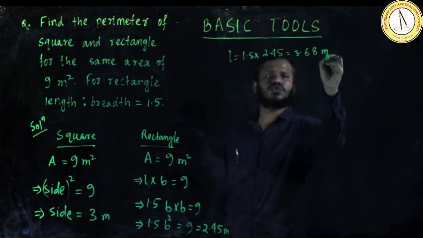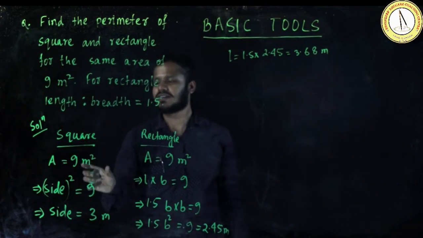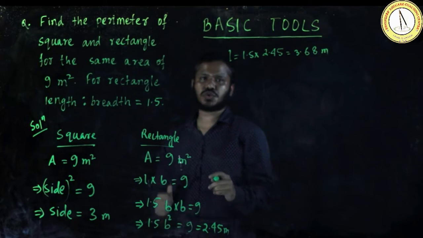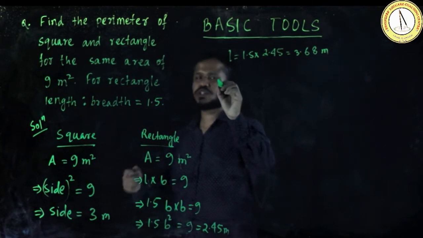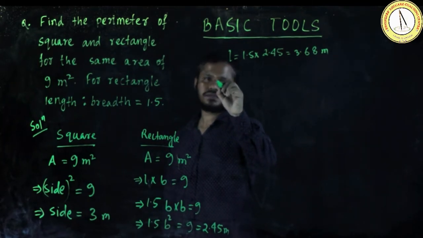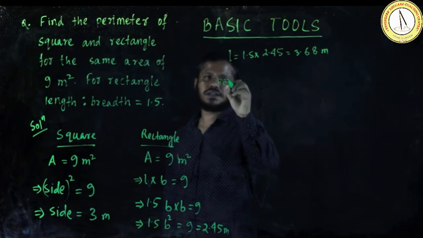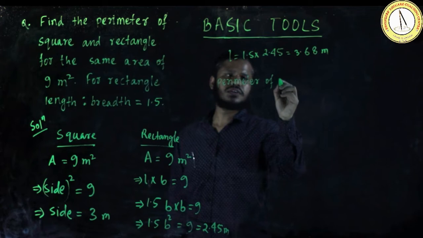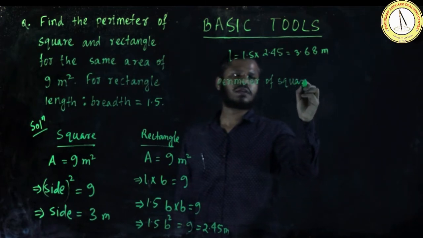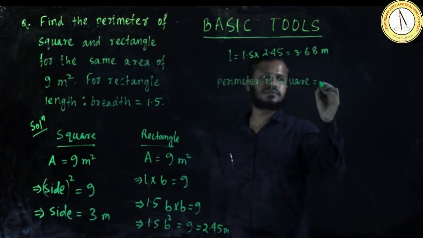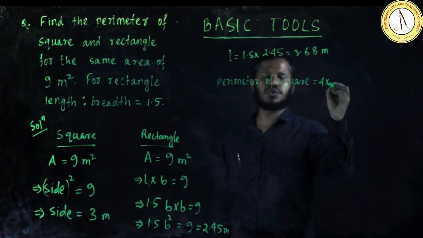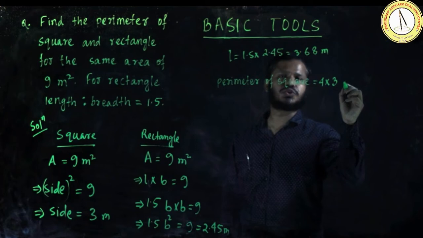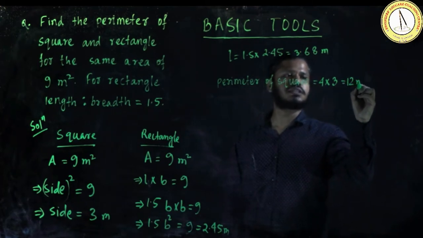So now what I need to find? The perimeter. Now what is the formula of perimeter? We know the formula of perimeter of square is, now perimeter of square is equal to 4 into side. What is the measure of side? 3. So it will come as 12 meter.